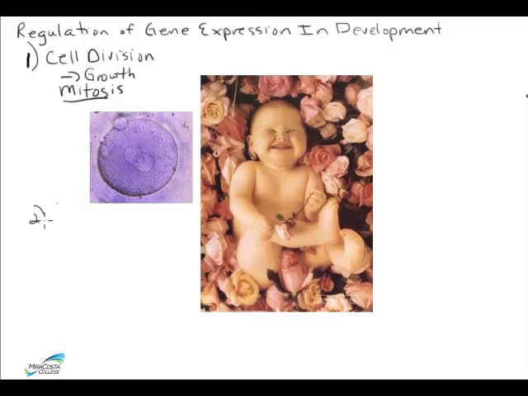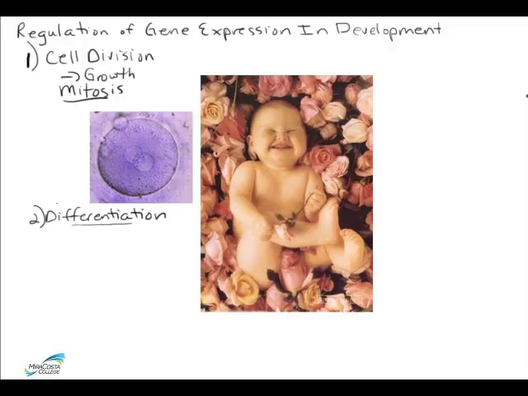The second thing that happens during development, which is more the focus of this video, is how those cells achieve specialized characteristics that are different from one another. So in other words, how do we get lung cells and neurons and liver cells and all the different cell types of the body? And this process is called differentiation.